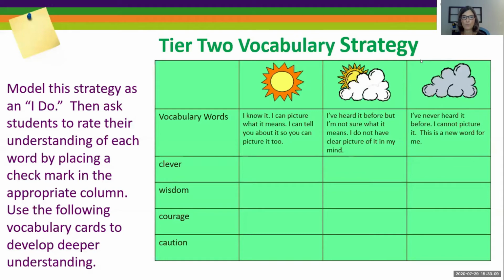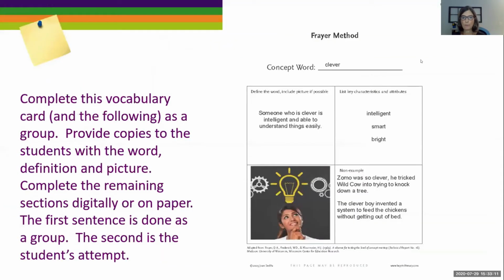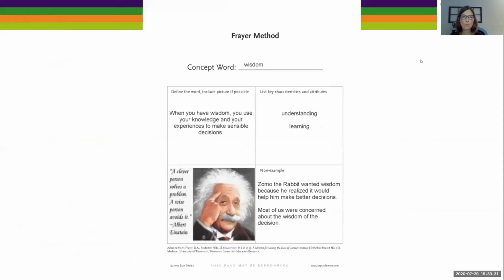And then you would use the following vocab cards to develop their understanding of the words. Again, it's the same process. You give them the word, the definition, and the picture, and then you do the remaining information. So clever: someone who is clever is intelligent and able to understand things easily. I also did the word wisdom. When you have wisdom, you use your knowledge and your experience to make sensible decisions. And I love the Albert Einstein quote: a clever person solves a problem, a wise person avoids it. I just love that on there.